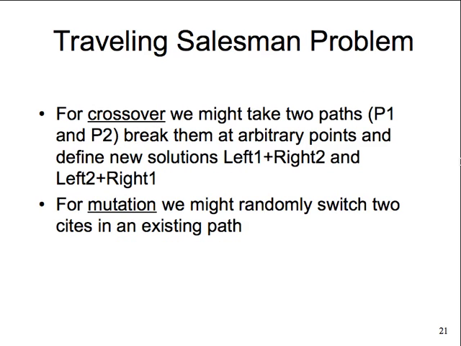So for your crossovers, you might take two paths, path number one and path number two, break them at arbitrary points, and define a new solution, such as the left plus the right plus the left. If you can come up with a couple of paths that work, you just take the first part of this path and the second part of this path and cross them. And then you have two new paths. And then you can take maybe the first part of that one, the first part of that one, and cross it. How do you know if they're good?